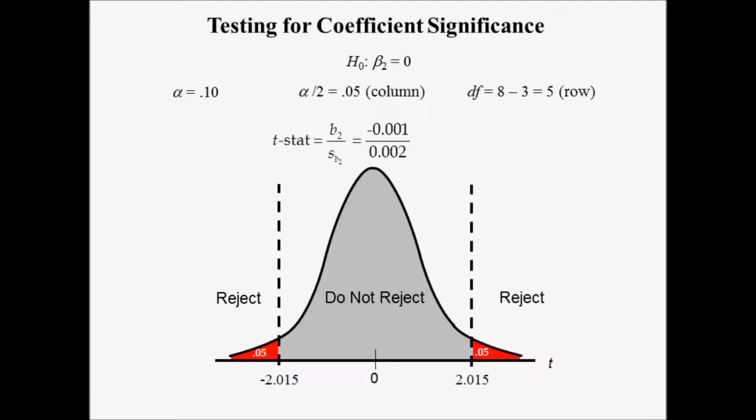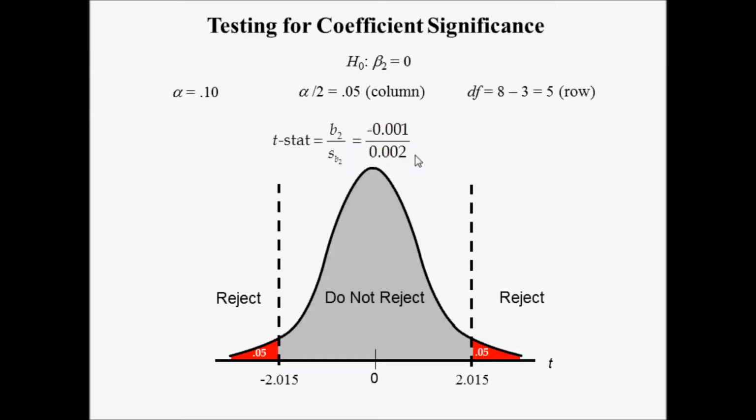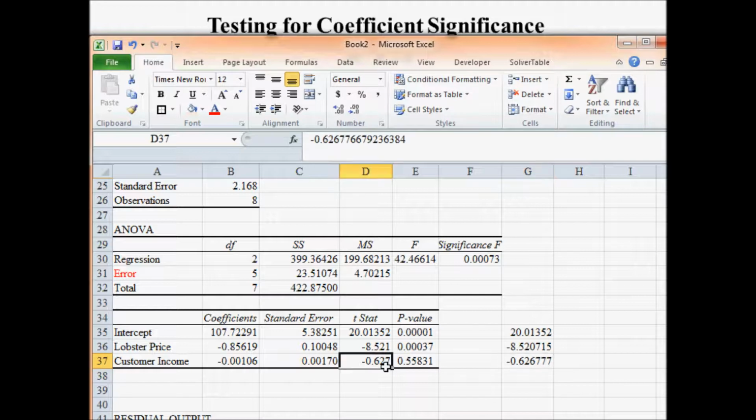The estimated coefficient to 1 decimal, or 3 decimals, is negative 0.001. The standard error is 0.0017, or 0.002. The test statistic is the ratio of the estimated coefficient and the standard error, which we did here. We took the ratio of the estimated coefficient for beta 2 and divided by its standard error, which yielded the test statistic.